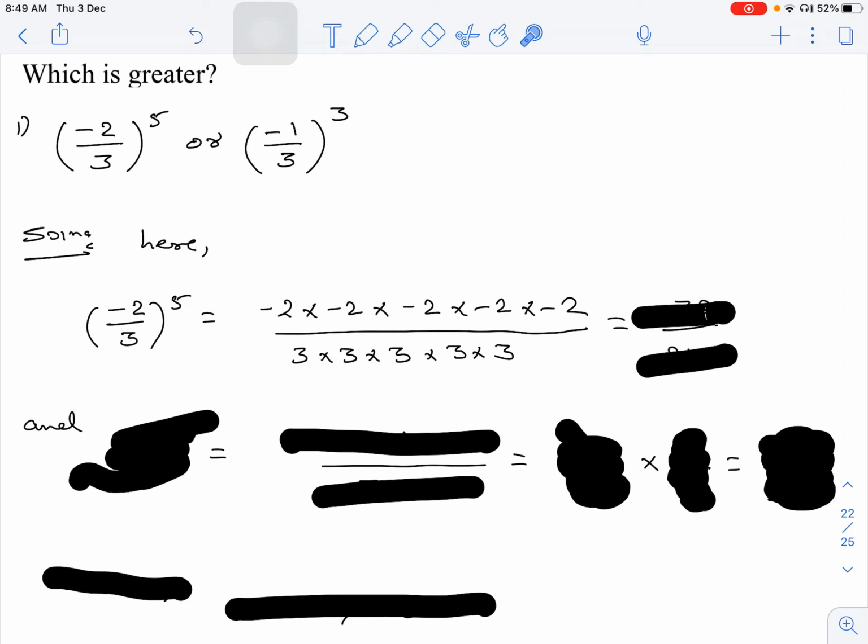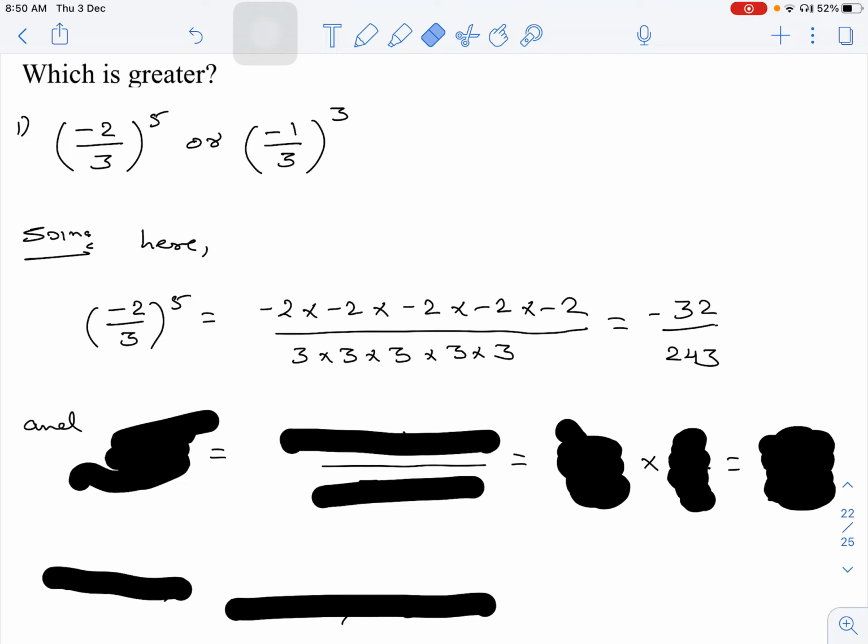Here it is a minus sign and the power is an odd number. So we have learned whenever a negative number has an odd power, our answer will always be negative. Okay. So minus multiplied 5 times, our answer will be minus, and 2 when multiplied 5 times, we get 32. Now 3 when multiplied 5 times, we get 243.